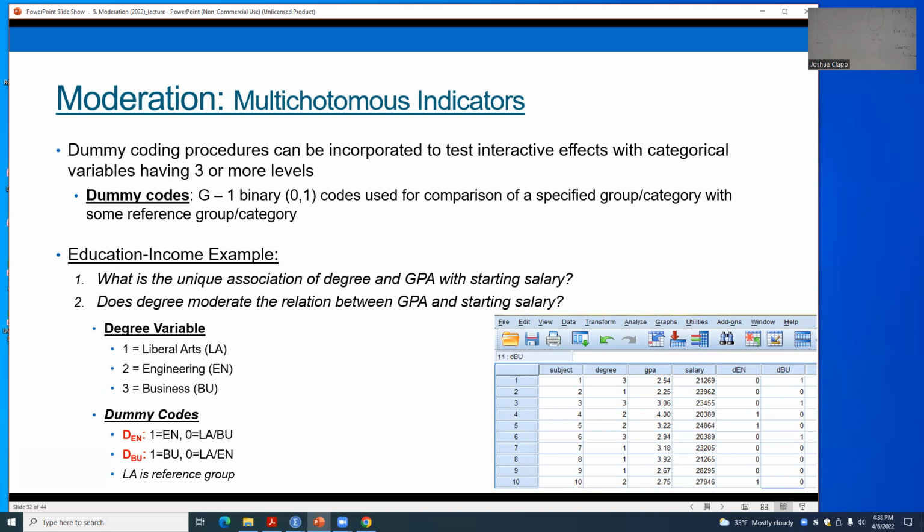So we've taken that categorical variable and recoded it into 2 dichotomous indicators: 1 for engineering, 1 for business. Liberal arts is our reference group.